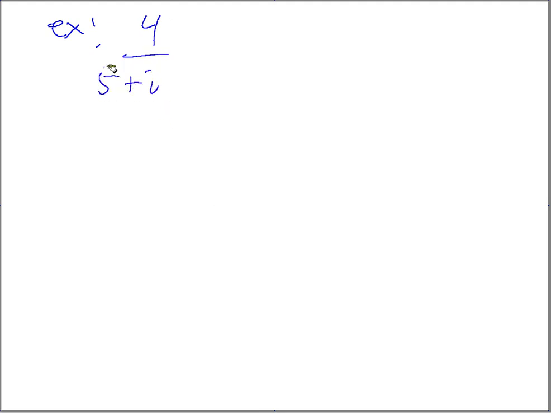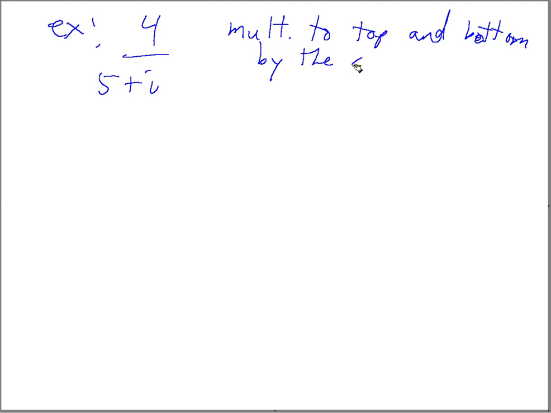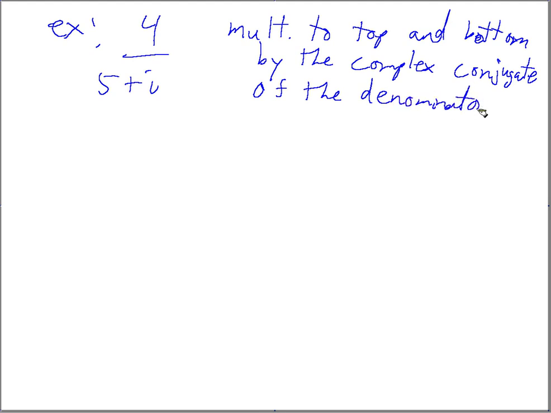Well, how do I get rid of this I, the imaginary component, the complex number on the bottom here? You're going to multiply top and bottom by the complex conjugate. So let me say multiply top and bottom by the complex conjugate of the denominator, or of the bottom here, in other words. So focus on the bottom. So here's what I mean by that.